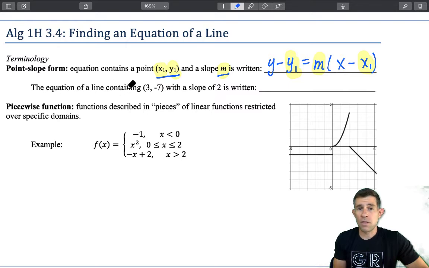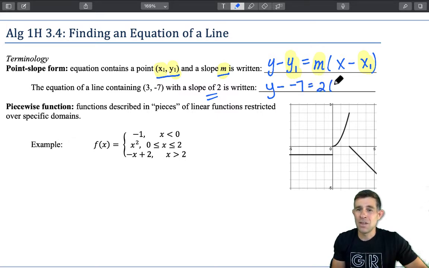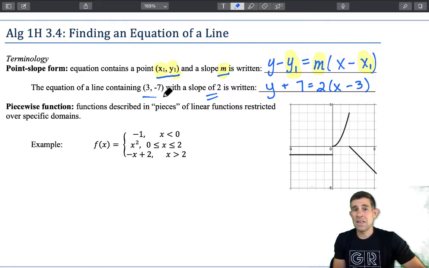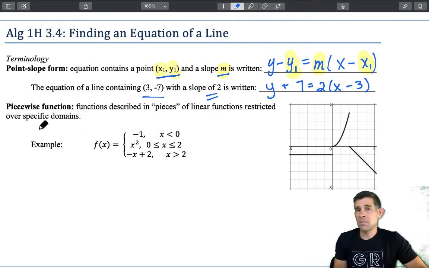The equation of a line containing the point (3, -7) and a slope of 2 can be written like this: y minus -7 is equal to my slope 2 times x minus my x-coordinate of 3. Now we do have a minus a negative, so we're actually going to change that because we know minus a negative is really just plus. So here is our point-slope form of the equation of this line that contains the point (3, -7) and has a slope of 2.